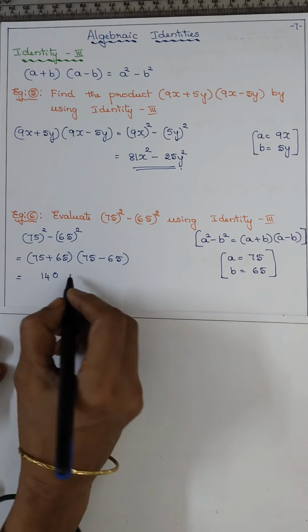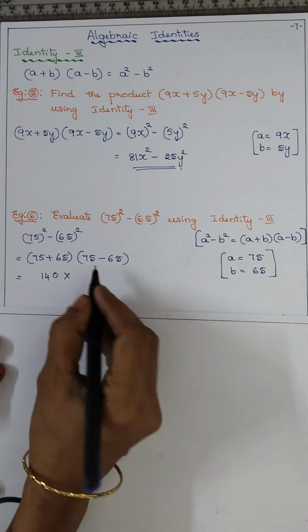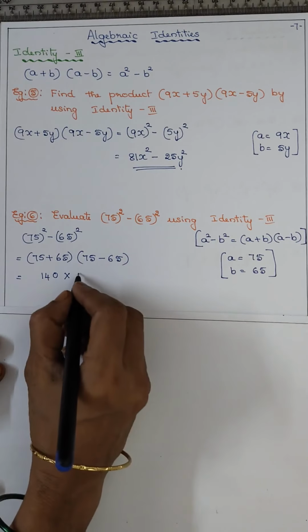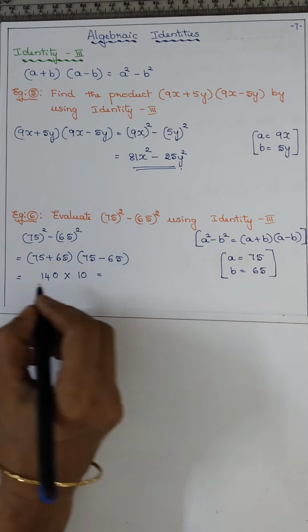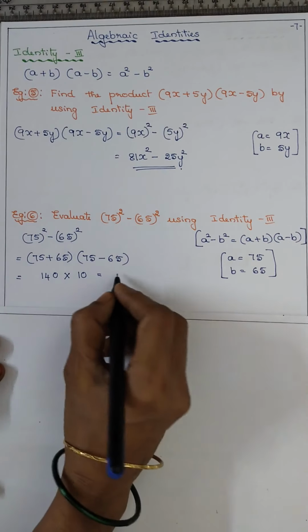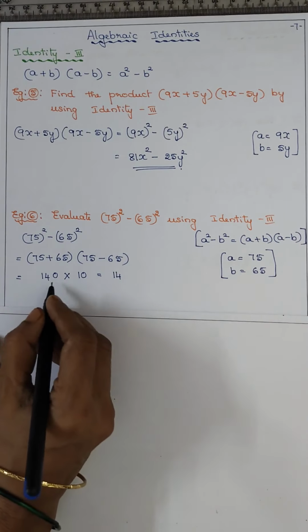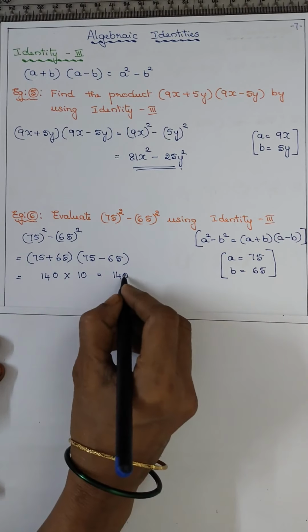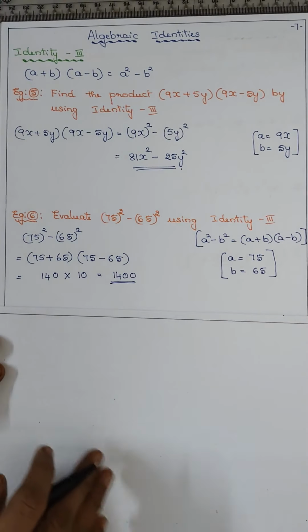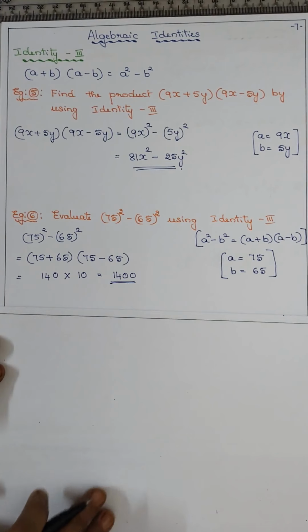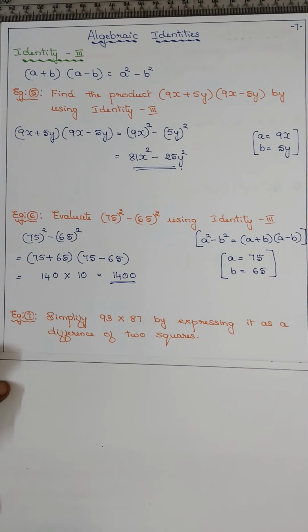Now here we have to put the multiplication sign. 75 minus 65 is 10. The answer is 14 into 10, isn't it? Write the number and 2 zeros. Answer is 1400. Is it okay?